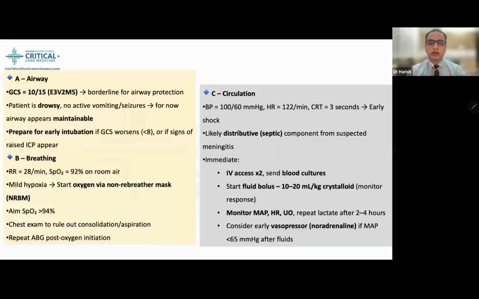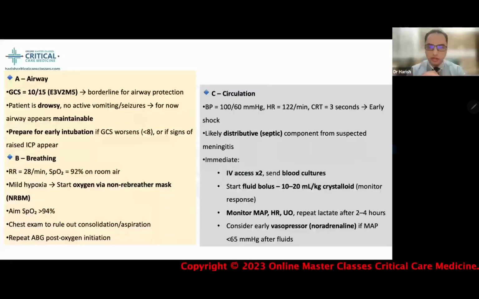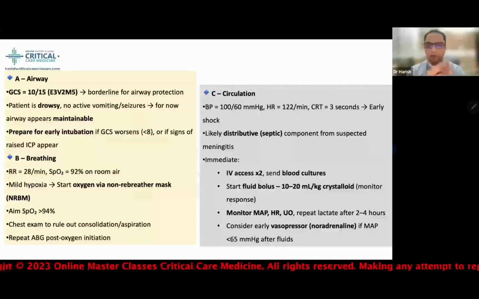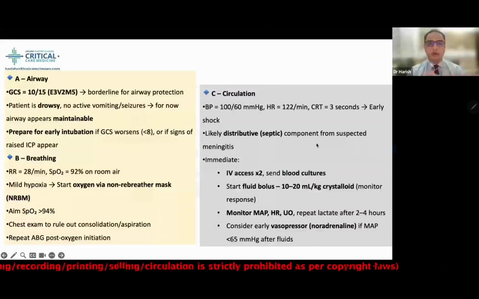Immediately take IV access, preferably 2 accesses if the patient is going to require fluid resuscitation and some vasopressor support. Take the blood culture, start fluid at least 10 to 20 ml per kg of crystalloid, like how we manage sepsis. Monitor the response to the fluid: mean arterial pressure, heart rate, urine output. Repeat the lactate, that is the ABG, in the next 2 to 4 hours. Consider early vasopressor, that is norepinephrine. If MAP does not improve beyond 65 with fluid alone, hand in hand with the fluid you can start the patient on norepinephrine. So that's about the circulation.